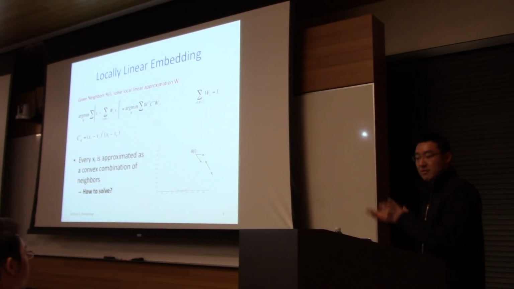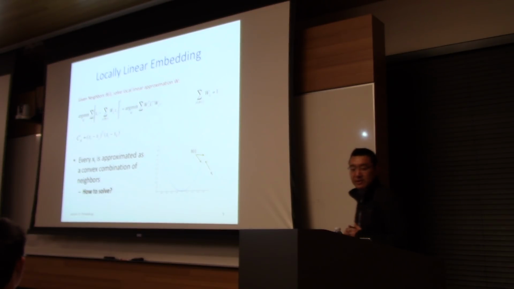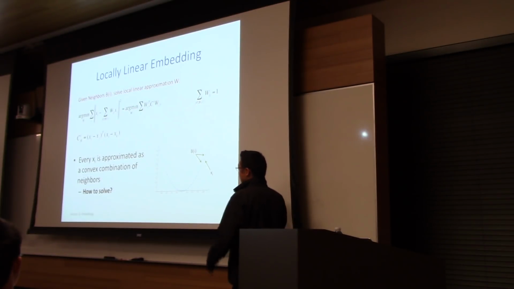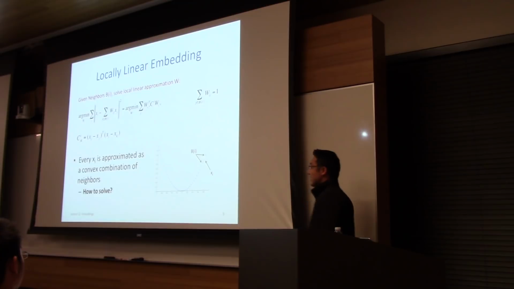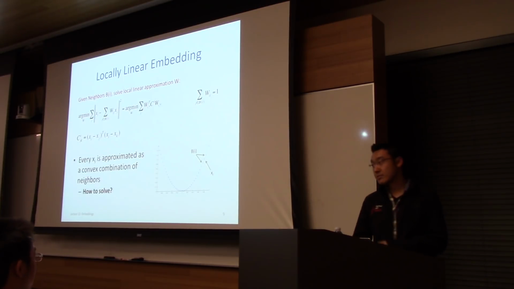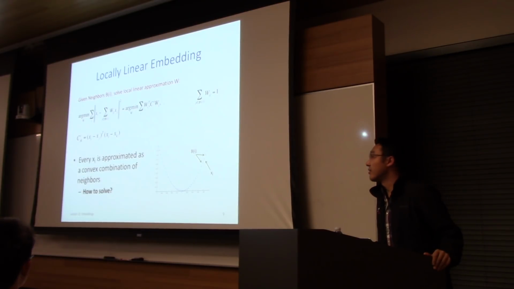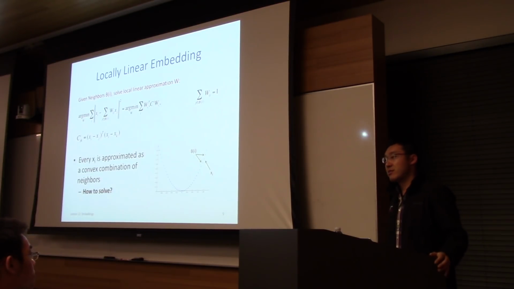Okay, so if we were to solve this and get this W matrix, then we've learned a set of coefficients such that every x of i is approximated as a convex combination of its neighbors. So that's the idea behind solving this learning objective, under the local linearity assumption.